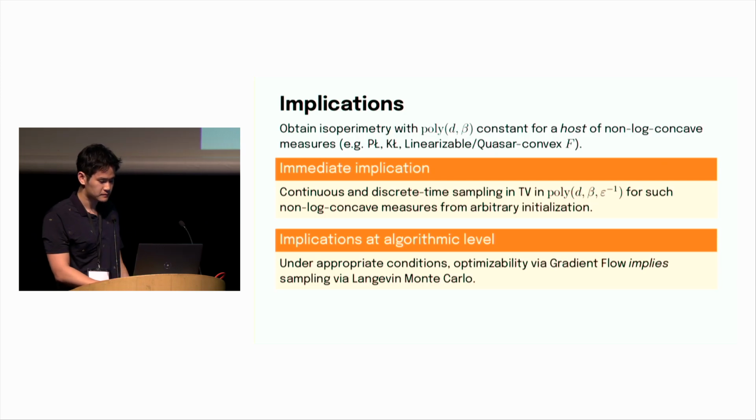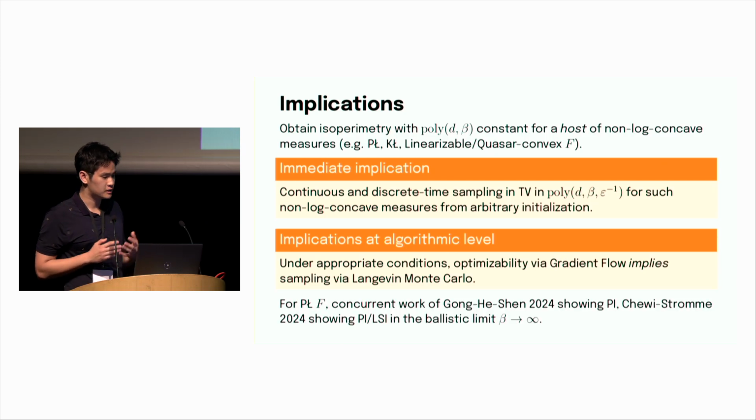I should also mention there's been concurrent work focusing on PL, in particular by Gong, He, and Shen, and also concurrent work on PL by Chewi and Strom, establishing PI and LSI in the ballistic limit, which is when beta goes to infinity.